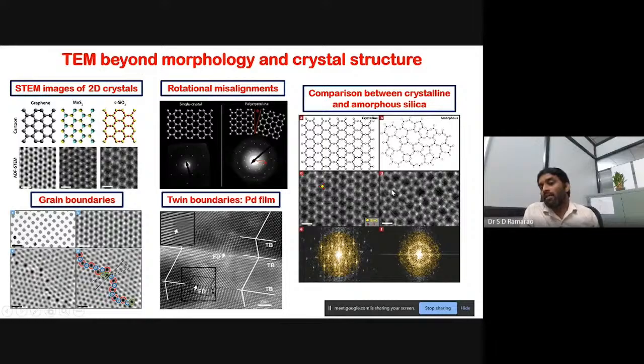Whereas if you see this one, you are seeing again such kind of ring patterns, but they are not regular. They are not arranged; there is no periodicity and no long range order. So that's why we can say that this is amorphous in nature and this is crystalline in nature. Just by seeing the TEM image and understanding whether periodicity is present or not, you can tell whether the material is amorphous or not.